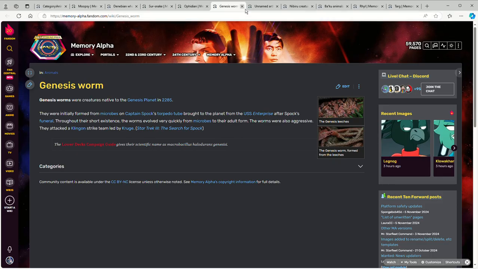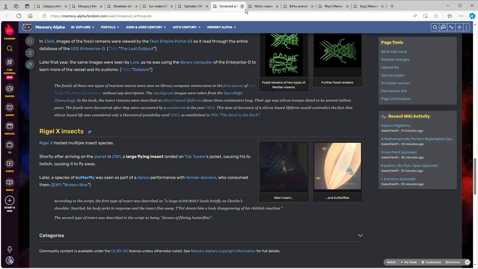Anyways, so that's one plot device you can use them for. What else we got? Here we have the Rigel 10 insects, which is again just something that's kind of there for decorative purposes.